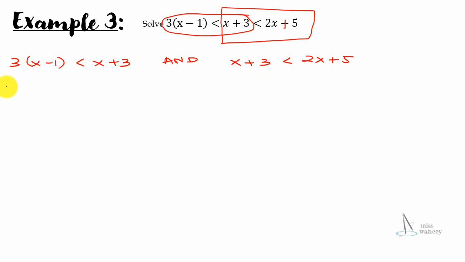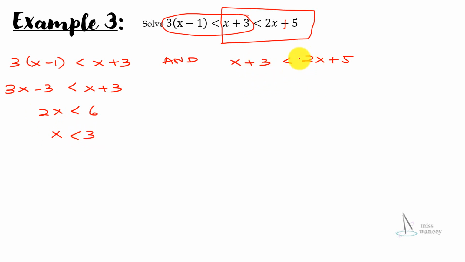Okay, so this one, expand this. So 3x minus 3 less than x plus 3. Bring the x to the left hand side. So 2x less than 3 plus 3. So this is 6. So we should divide everything by 2. So divide here by 2. So x less than 3.